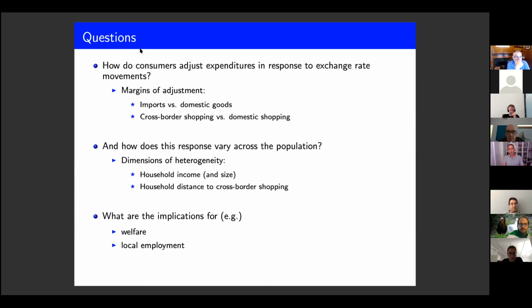In particular, we want to look at how these responses vary across the population. The dimensions of heterogeneity that we're going to focus on, given the data we have, are household income, rich versus poor. I'm going to talk a little about size of the household, but that's not going to be the focus. And distance to the border, distance to cross-border shopping. So we're going to look at how the same shock affects households along these dimensions of heterogeneity. Then, given the facts that we uncover, the current applications we have so far are the welfare implications, differential across how exposed you are to the shock and the level of income, and the implications for local employment of exchange rate movements.